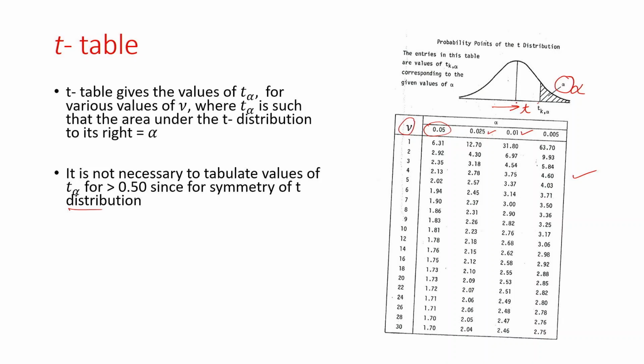So 0 is here. On this right hand side, the T values will all be positive. On the left hand side, the T values that you get will all be negative. Therefore, T 1 minus alpha is going to be equal to minus T alpha.